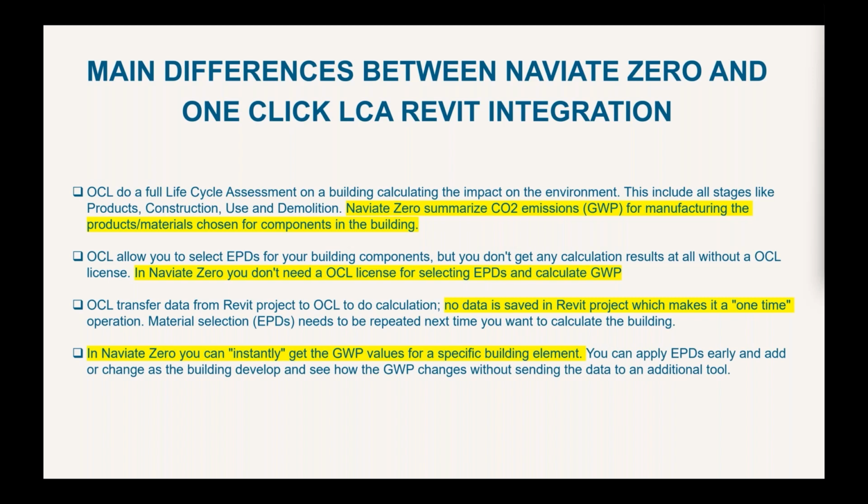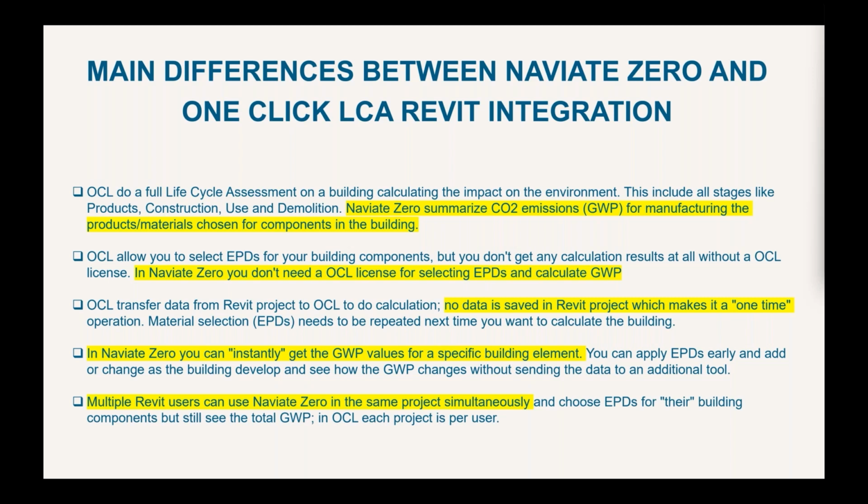As I said earlier, instant feedback on the GWP values for all the elements or a specific building element in the project. And by using Naviate Zero, you can have multidisciplinary users in your project adding EPDs or generic values at the same time. So on the architecture side or the electrical side or structure side, they can work together, collaborate, and start adding the different EPDs they need into your model. By only leveraging one-click LCA, it's one user per project, more or less. So we will see that you can work more efficiently by leveraging Naviate Zero in your project and get faster to the result and move on going forward.